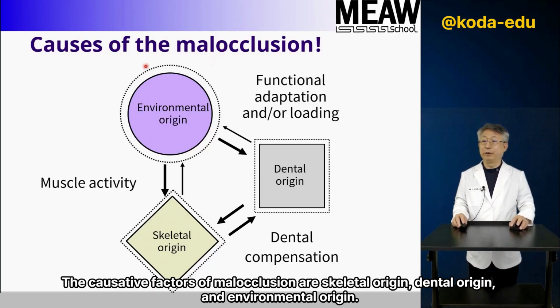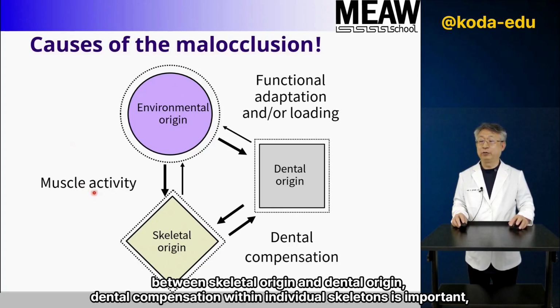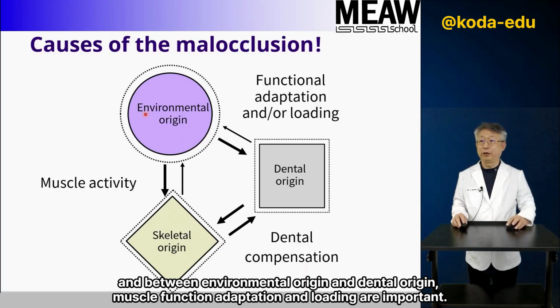The causative factors of malocclusion are skeletal origin, dental origin, and environmental origin. Between skeletal origin and environmental origin, muscle activity mainly affects. Between skeletal origin and dental origin, dental compensation within individual skeletons is important. And between environmental origin and dental origin, muscle function adaptation and loading are important.